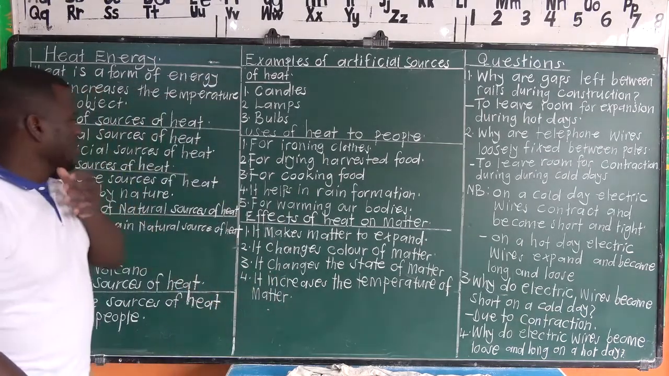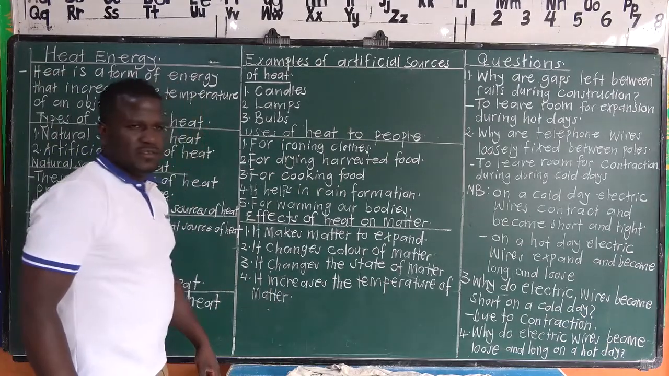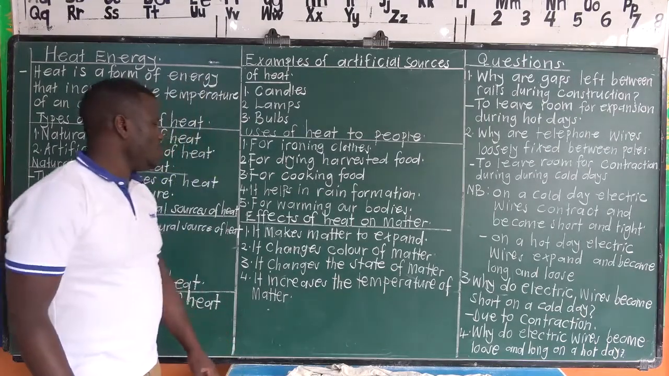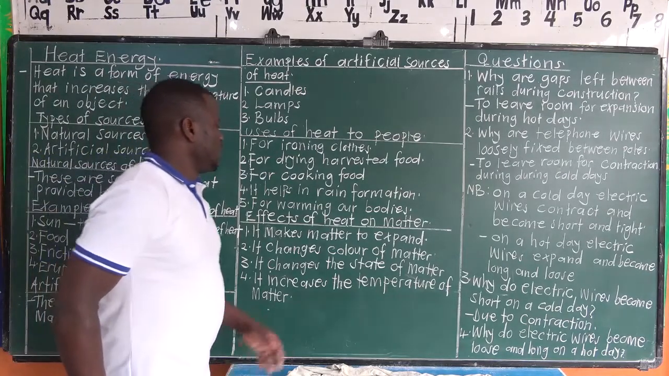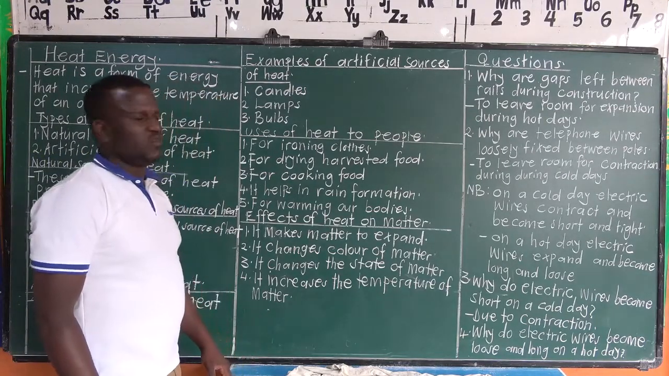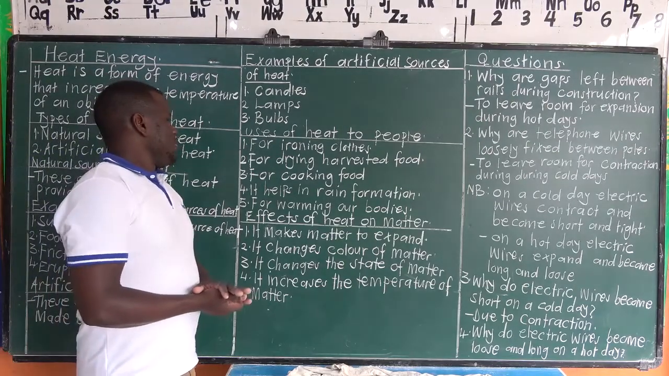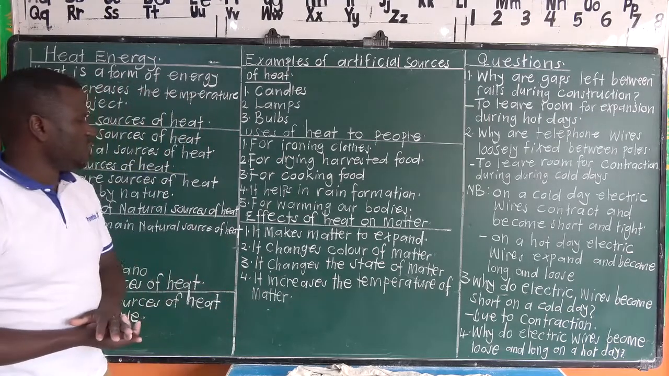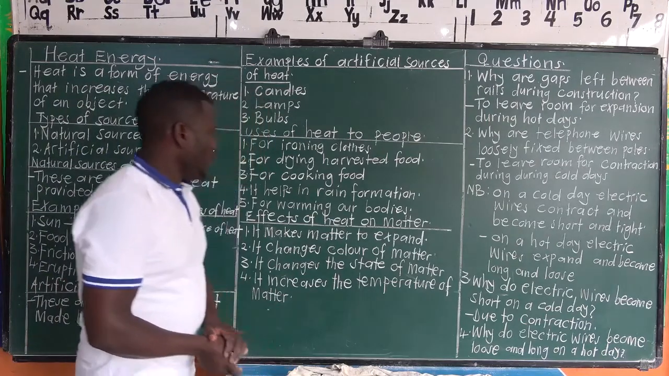Number 5, heat is used for warming our bodies. That's why people sit under the sun, especially in the morning, to warm themselves. That's how heat is important to human beings: ironing clothes, drying harvested food, drying wet clothes, cooking food, helping rain formation, then warming our bodies.